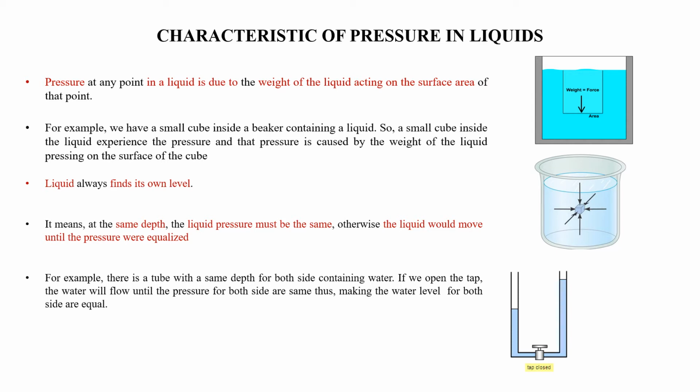If we open the tap, the water will flow until the pressure for both sides are the same, thus making the water level for both sides equal. Because the water can flow, it will flow until the pressure for both sides are the same. Thus, when the pressure are the same, the water level is also the same.